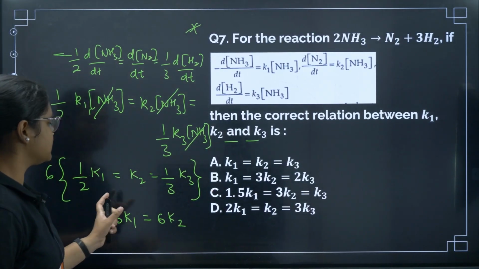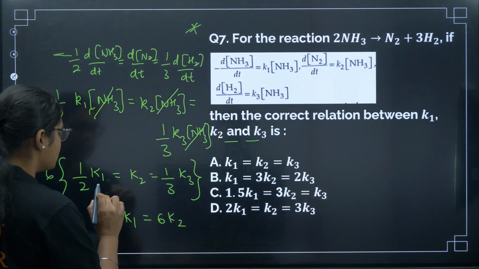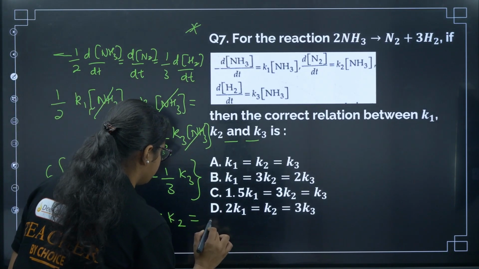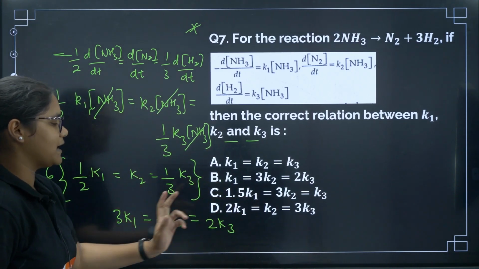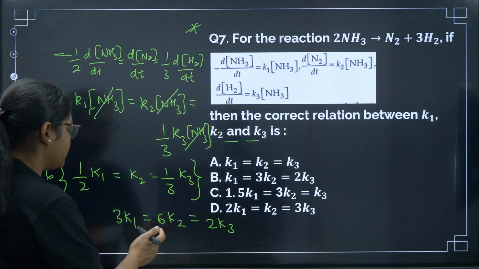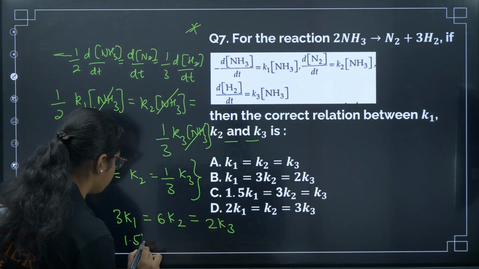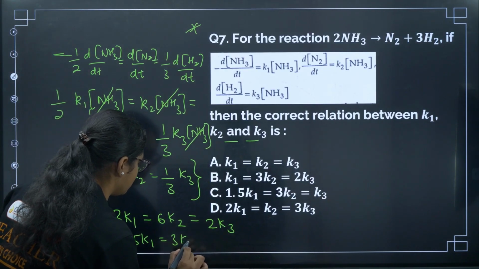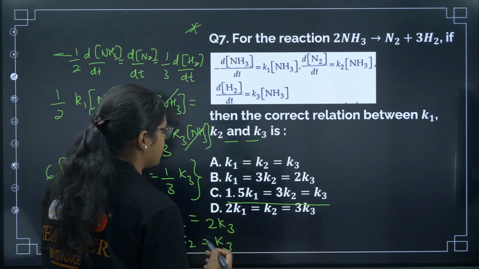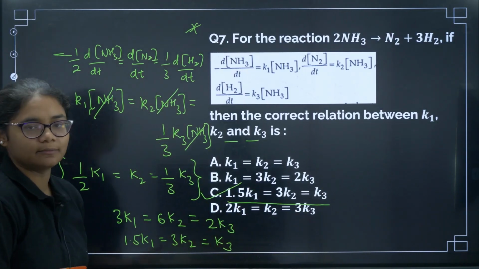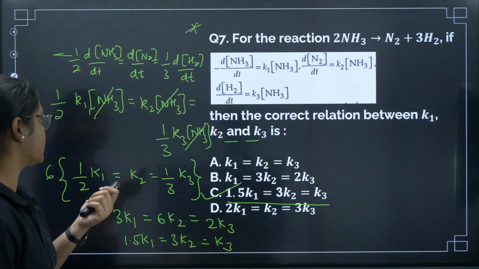Okay, just to see, the options are not in the fraction form. So to get the fraction form, we'll get this one 3K1, 6K2, and then we will get 2K3. Now you see none of the options is matching this one. But you can see if we divide the whole equation with 2, I'll get 1.5K1 is equal to 3K2 is equal to K3, right? So that is this option. So the correct answer for this question is option number C. Okay. So little tricky question, but a good question from kinetics.